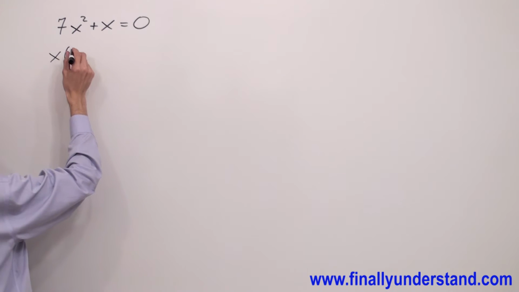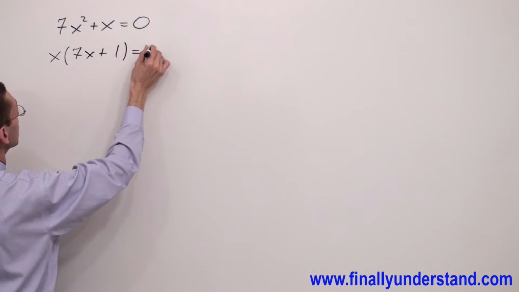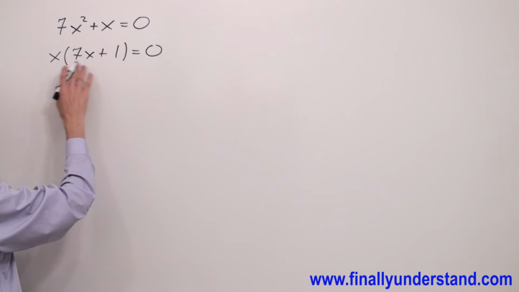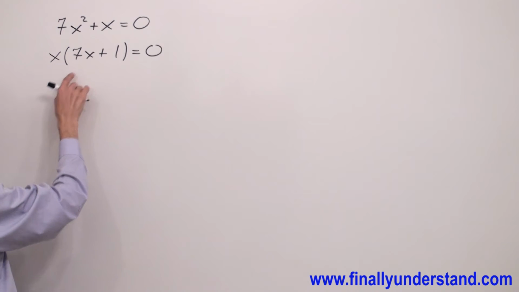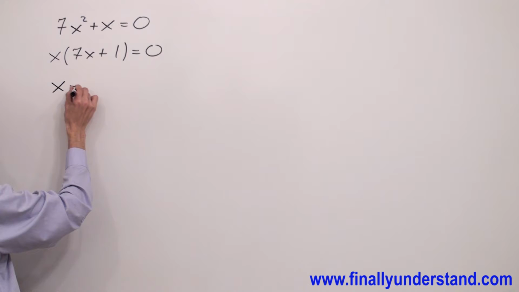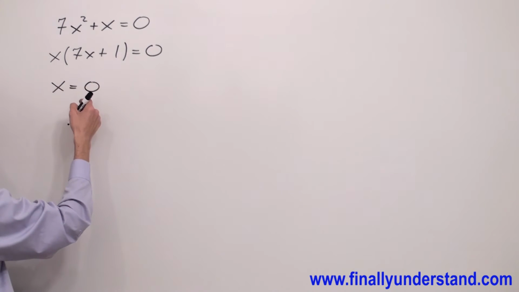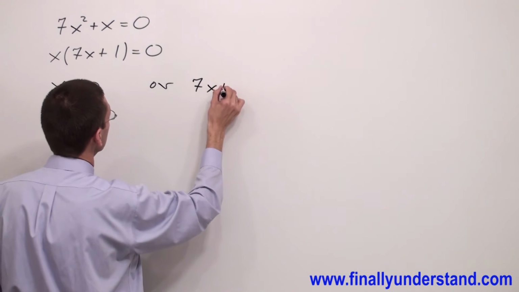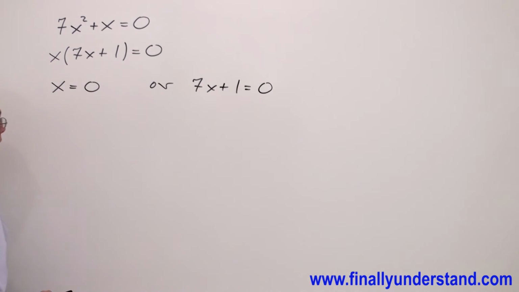And inside of the parentheses I'm going to have 7x plus 1 equals 0. Please notice that in order to make this equation balance, the product of these two factors is supposed to be equal to 0. So I can say that x must be equal to 0, because 0 times these parentheses will give me 0, or 7x plus 1 has to be equal to 0 too.